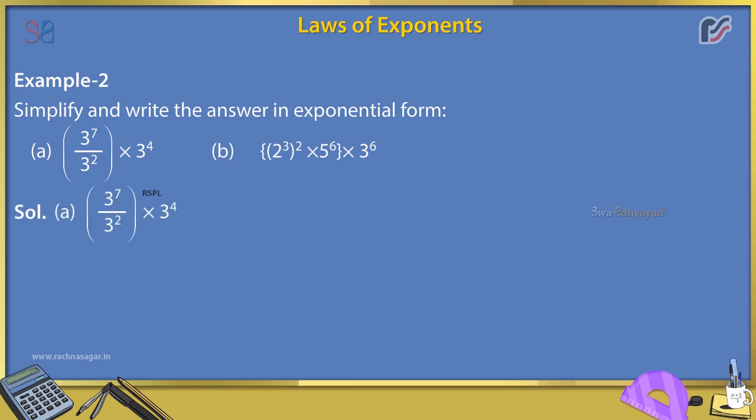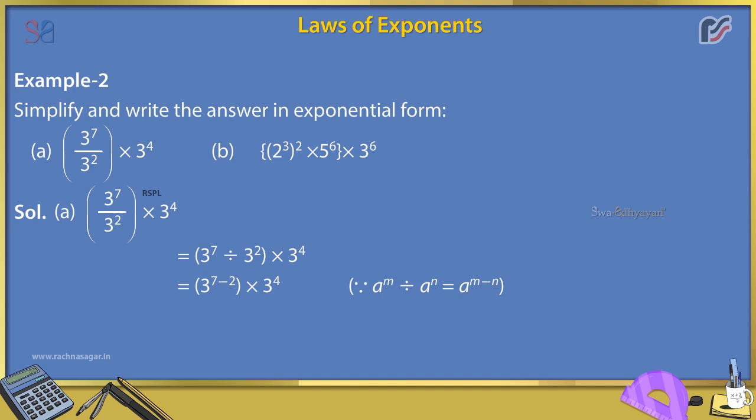Solution. A. In the brackets, 3 raised to the power 7 by 3 raised to the power 2 into 3 raised to the power 4, which is equal to, in the brackets, 3 raised to the power 7 divided by 3 raised to the power 2 into 3 raised to the power 4, which is equal to, in the brackets, 3 raised to the power 7 minus 2 into 3 raised to the power 4.